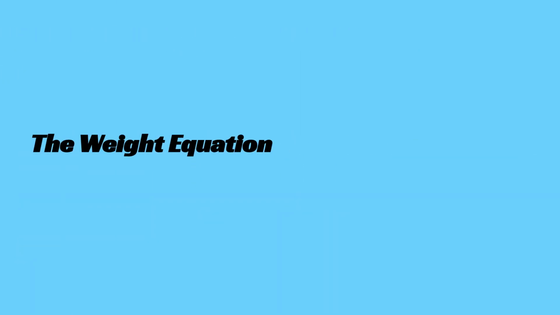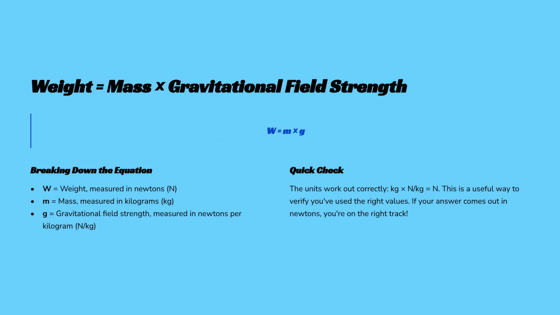Understanding the weight equation is essential. It is the most important formula in this topic, so make sure to learn and practice it. The formula is weight equals mass times gravitational field strength. In symbols, W equals m times g. Remember that units must be consistent. Mass in kilograms and gravitational field strength in newtons per kilogram result in weight in newtons.